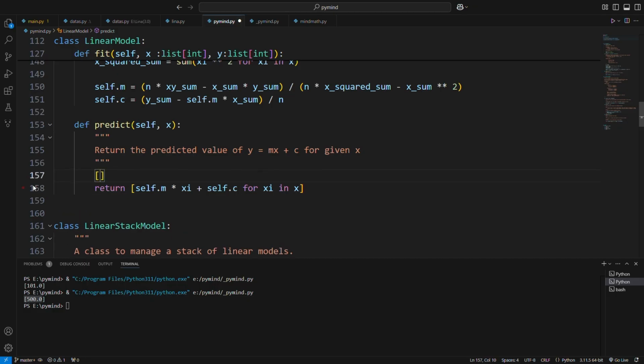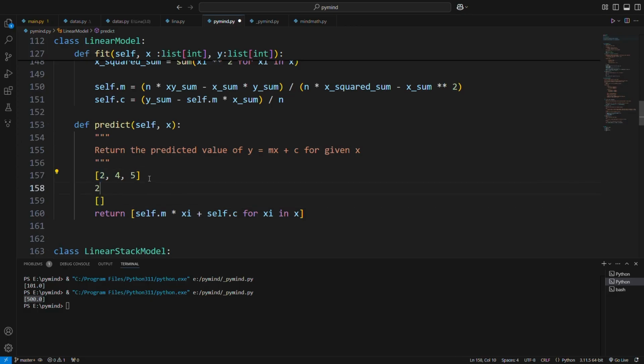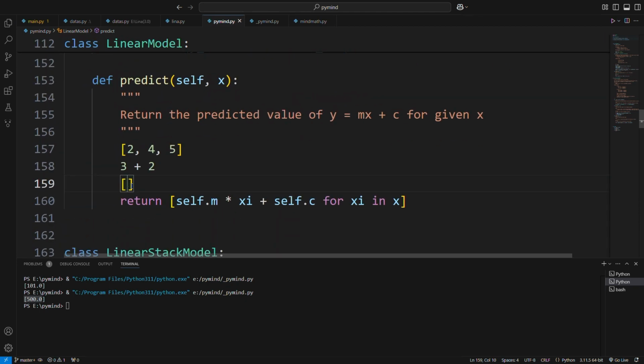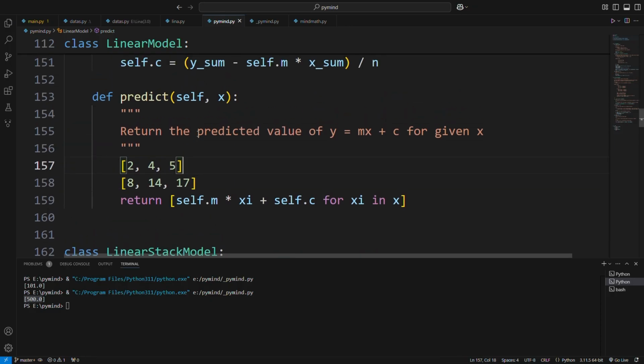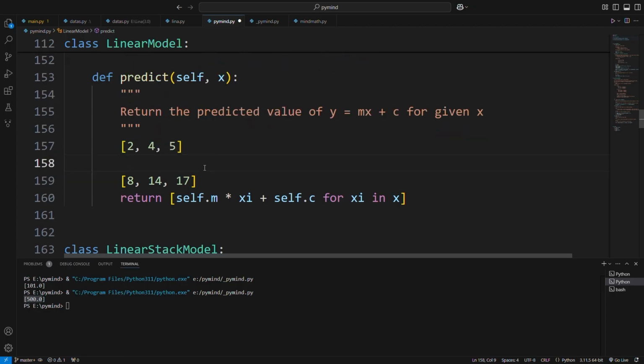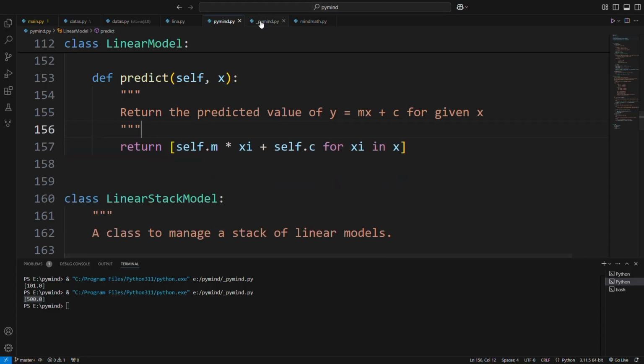How does it work? Our input can be 2, 4, 5. What will it do? First of all, we'll take the 2, and suppose our m is here 3 and our c is like 2. It will be like 2 into 3, 6, 6 plus 2, 8. Then this will be 4, 4 3s are 12, 12 plus 2, 14, then 5 is 15, 16, 17. Okay, this is our expected output. If we just try this, okay, let me just try this.